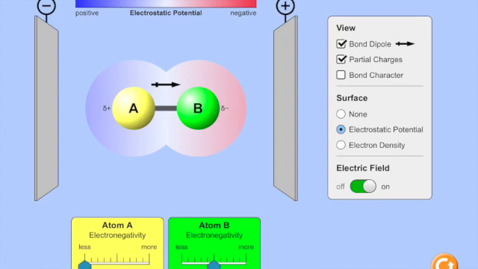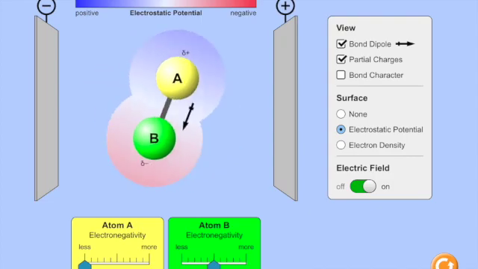The third way is through this color mapping. The darker the blue, the more positive. The darker the red, the more negative. And for neutral, depending on the software, you might see green or gray.